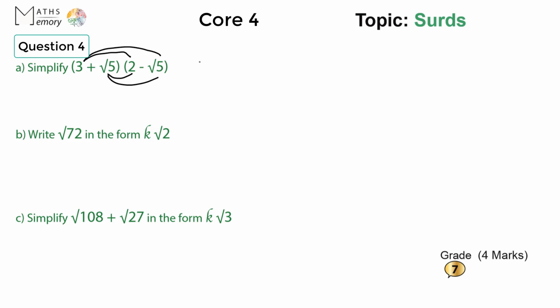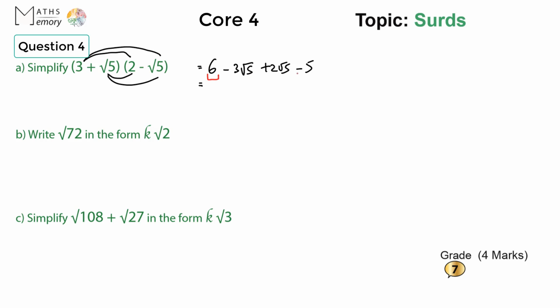3 times 2 is going to be 6. 3 times minus root 5 is simply minus 3 root 5. Root 5 times 2 is going to be plus 2 root 5. And root 5 times minus root 5 is going to be minus 5. If we simplify these things together, we can do it over here like this.